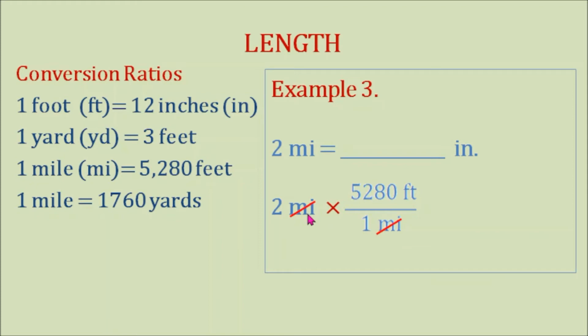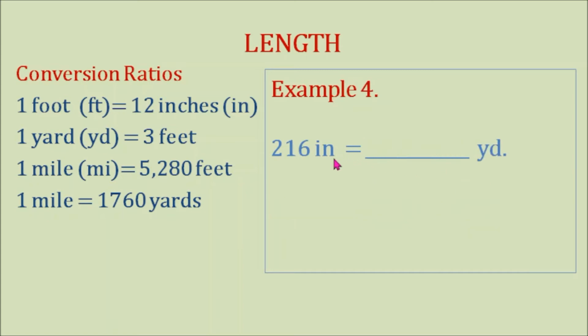Now mile cancels out. Again, we need a conversion ratio converting feet to inch. So we need a conversion ratio that shows feet on the denominator, and that's 12 inches over 1 foot. Now this FT cancels out, so that means 2 times 5,280 times 12, and that's 126,720.